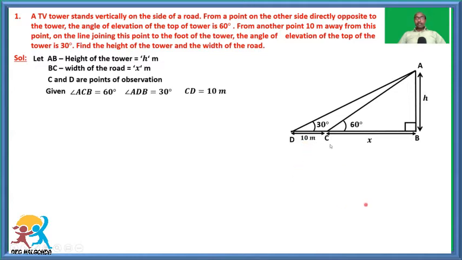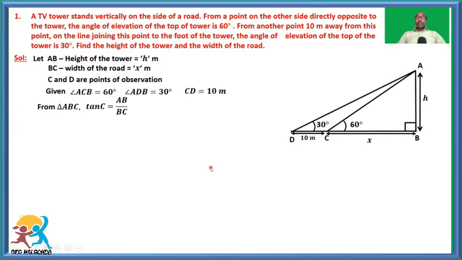CD is 10 meters. This distance only is given. Now we have to find the height of the tower, that is H, and the width of the road, that is X. So now first take the triangle ABC. From triangle ABC, by taking tan C, we can write H by X, that is AB by BC.